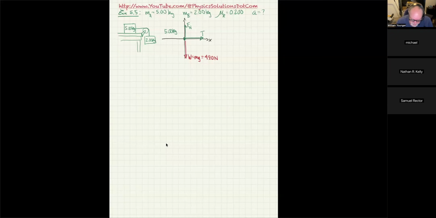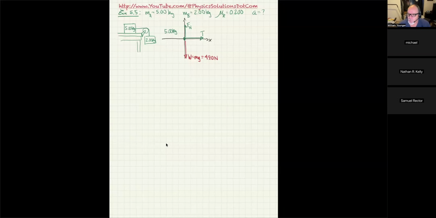If I pull this 5 kilogram mass to the right 1 inch, then because the string's not going to get slack and the string's not going to stretch, the 2 kilogram mass is going to move down 1 inch. That tells us that the displacement, in some sense, for the mass A is the same as the displacement for mass B.